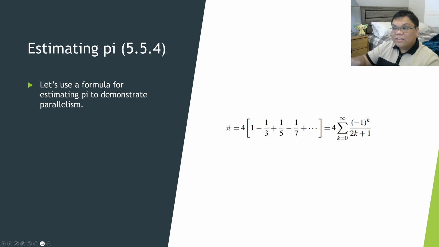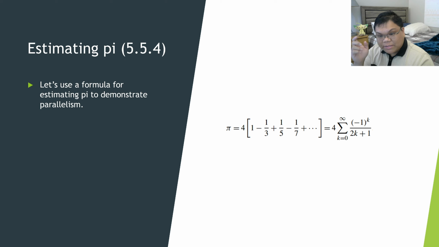If we did this for, say, the first 100 terms, so you would need the first 100 odd numbers, you would get an approximation of pi. But the idea is, if you did this with infinitely many terms, you would get the exact value of pi.